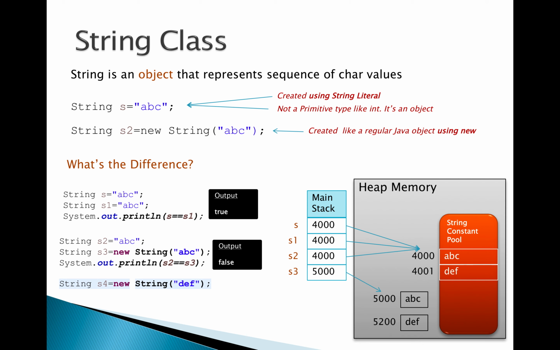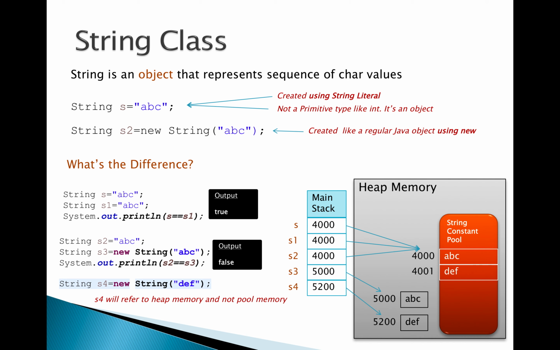But the point here is s4 is pointing to which one? It's still going to point to the heap memory location because it is created with a new String here. It is not going to point to 4001, it is going to point to still 5200. s4 will refer to heap memory and not the pool memory because s4 is created with new String here. The pool memory allocation is just an additional step done since def is not present there.